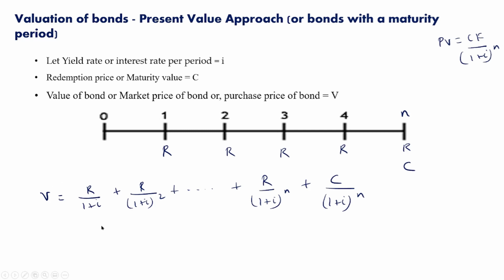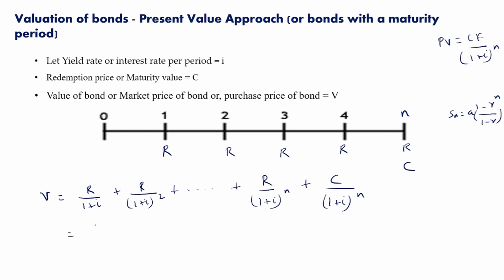So here we can see that R by 1 plus I plus R by 1 plus I the whole square plus up to etc. plus R by 1 plus I the whole raised to n is a geometric series, where the first term is R by 1 plus I and the common ratio is 1 by 1 plus I. So using the formula Sn is equal to A into 1 minus R raised to n upon 1 minus R, we can find the sum of all these.